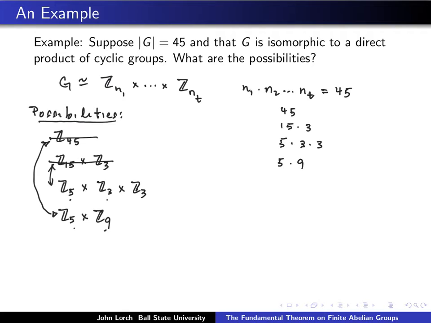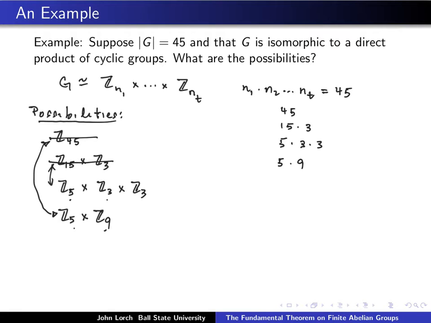Now, one thing you might be wondering is, well, what about these two groups that remain? How do we know that they're not isomorphic? Well, one thing you could see is that the bottom group, Z5 cross Z9, has an element of order 9, whereas the one above it, Z5 cross Z3 cross Z3, does not have an element of order 9.